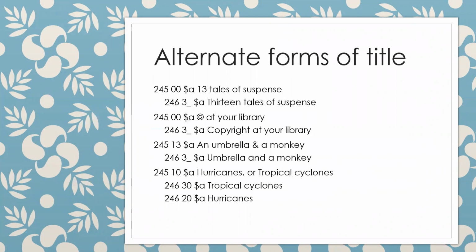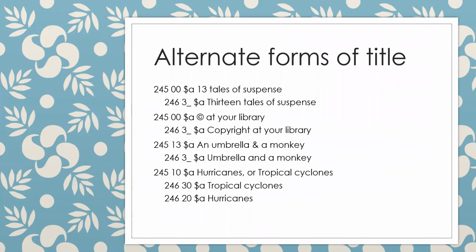For the third example, we have a 245 13, subfield a, An Umbrella, ampersand, a Monkey. So we're going to create a 246 3 with the second indicator blank, subfield a, An Umbrella and a Monkey. So we're turning that ampersand into a word. And then our final example, we have the 245 10, Hurricanes, or Tropical Cyclones.